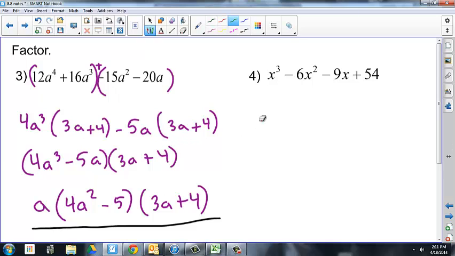All right, same instructions here. Factor by grouping. Again, we have that pesky negative sign in the middle. Just think of it as being plus a negative number. Let's take an x squared out of the first term, and we'll have x minus 6.